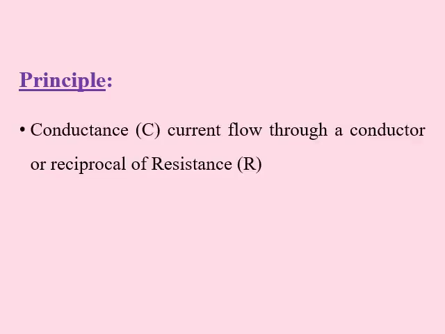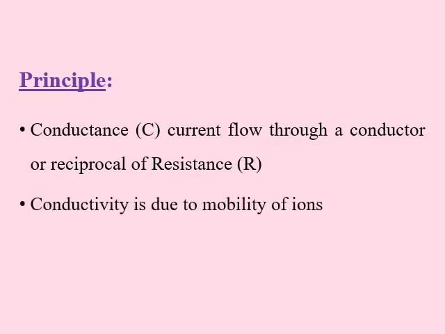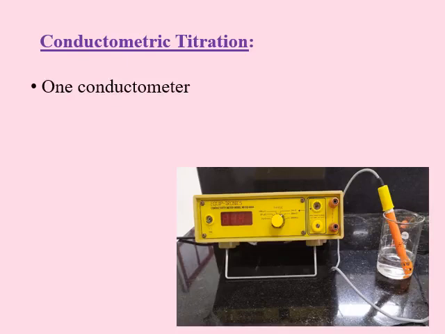Now let's see the principle of this experiment. Conductance is the ability of a material to conduct electricity. In solution, conductivity arises due to the movement of ions. That means if water contains dissolved salts, then it shows conductivity. As there are no ions in distilled water, its conductivity is negligible. Conductivity of a solution can be measured by a conductometer and a conductivity cell.